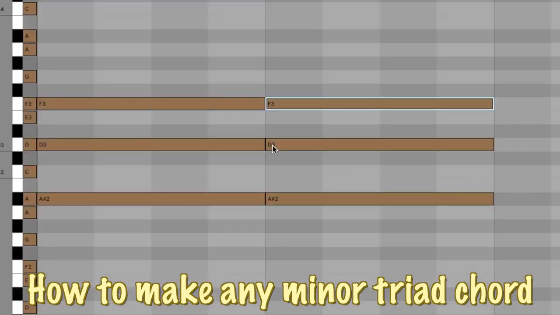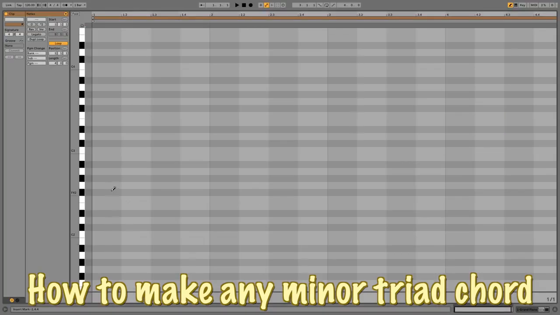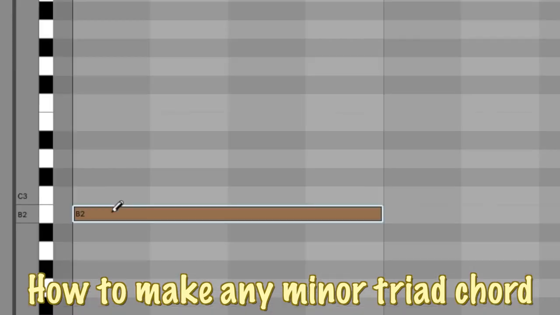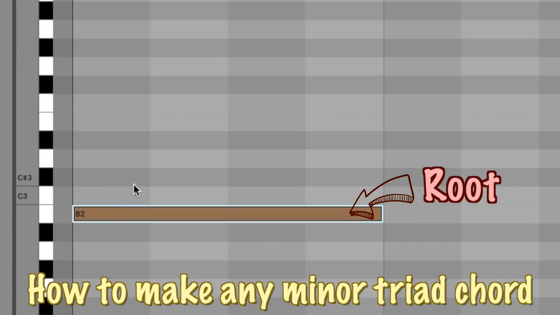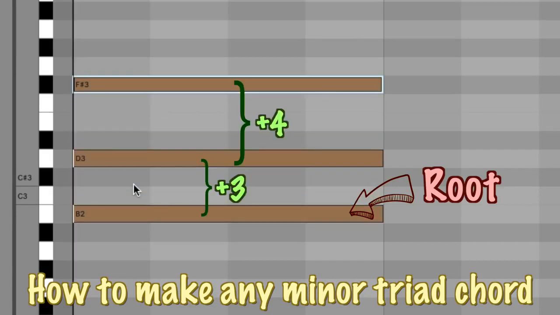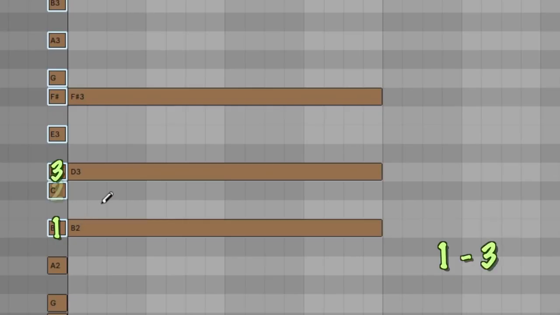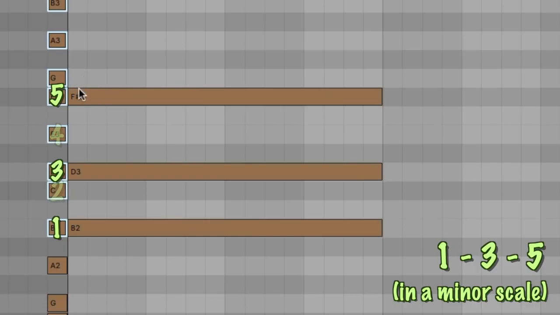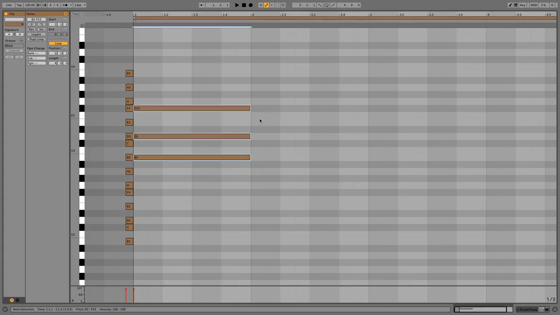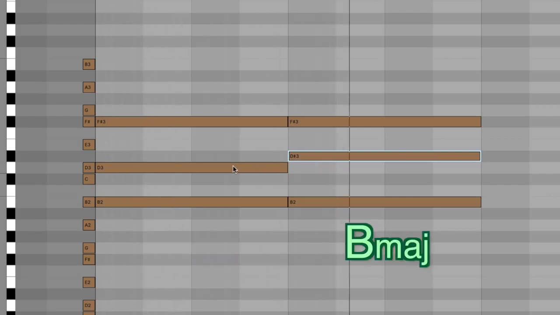In fact, the only difference from a major triad is you drop the second note down by 1 semitone. So to make a B minor chord, for example, draw in your root note at B, move up by 3 semitones, again, rather than 4 in a major chord, and then your third note 4 semitones above that. Again, this is still a total of 7 semitones above your root. From here, we have a B minor chord. And yes, this is still the 1, 3, 5 pattern if you're in a minor scale. The difference between major and minor chords is small in terms of only being off by 1 semitone, but they make a world of difference in the tone they create.